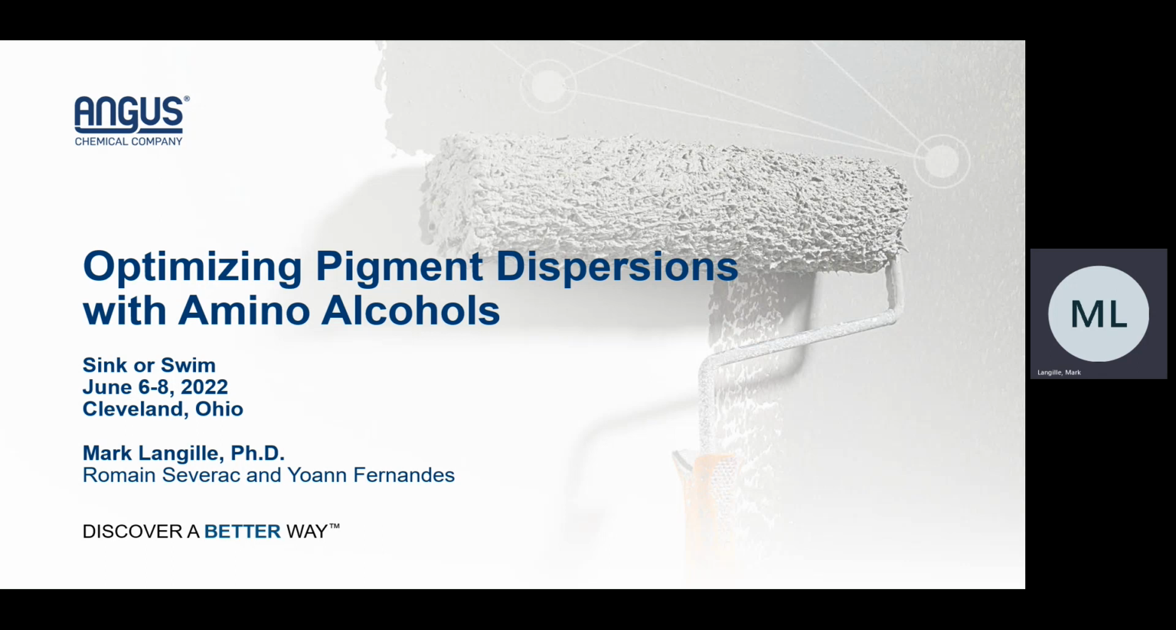My name is Mark Langell, and I'm a customer application specialist at ANGUS Chemical Company. And today I'm going to be talking about pigment dispersions and how amino alcohols can be a very helpful formulating tool for dispersing and stabilizing a variety of different pigments.